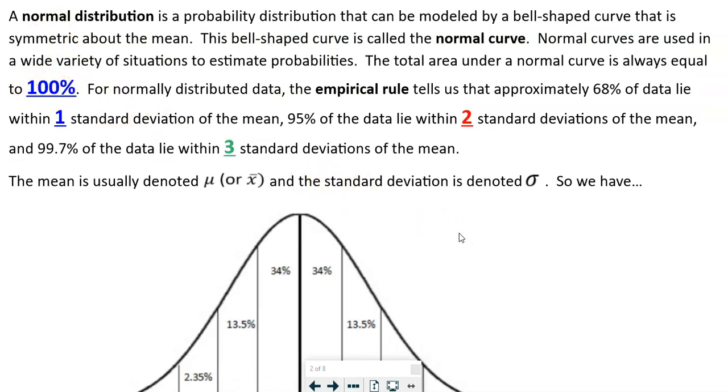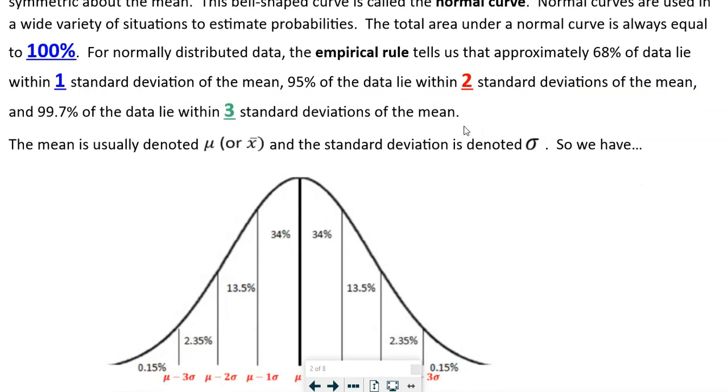Now, for normally distributed data, the empirical rule tells us that approximately 68% of the data lie within one standard deviation of the mean. So that means that 68% of our data is right here, guys. Let me try that again. 68% of our data is going to be right there, because 34 plus 34 is 68.